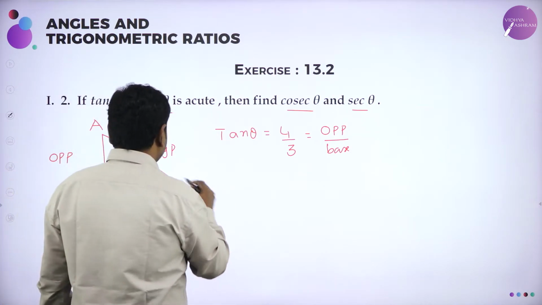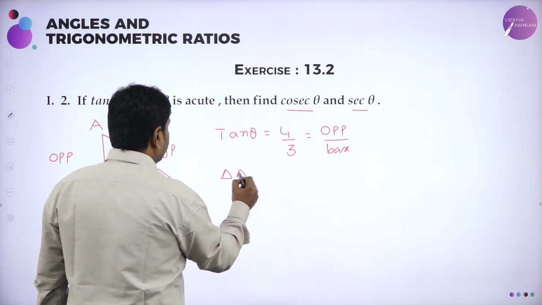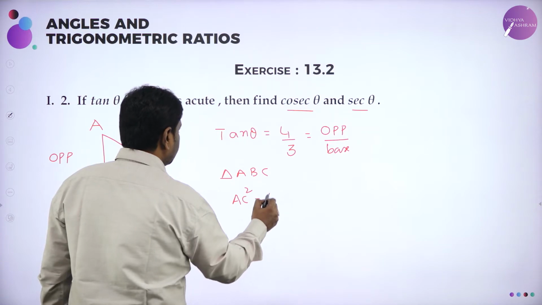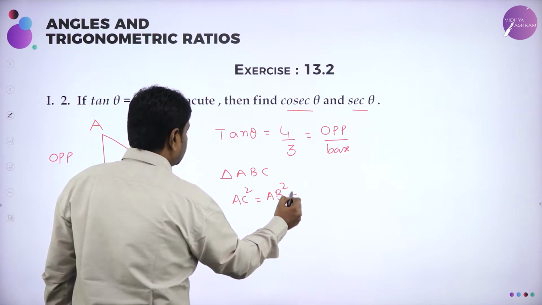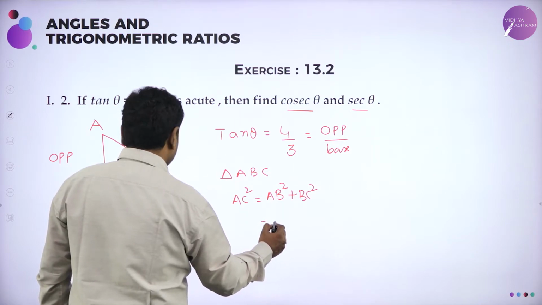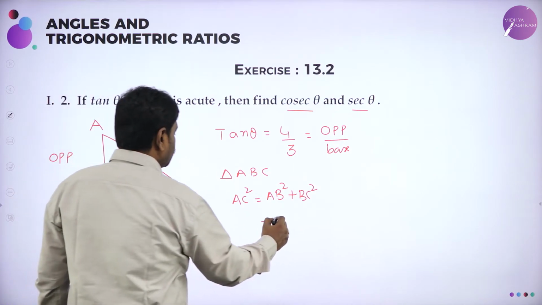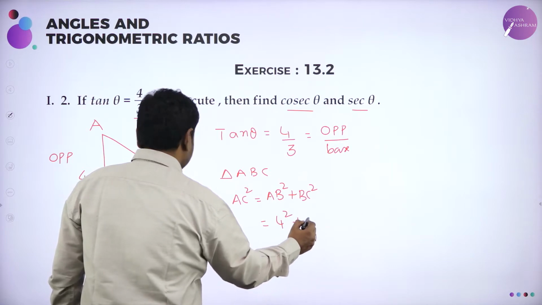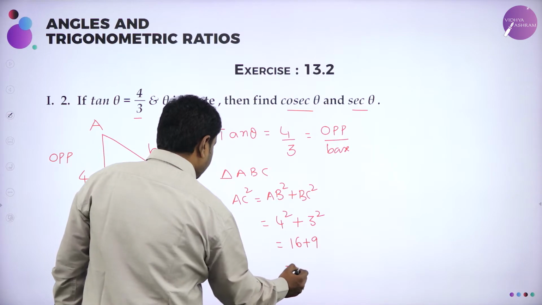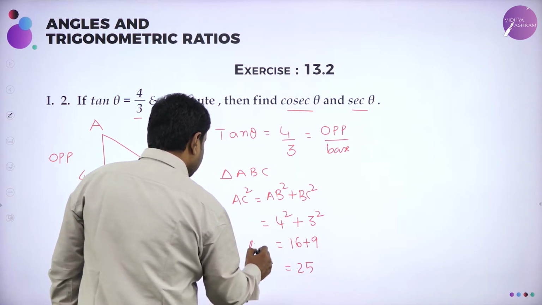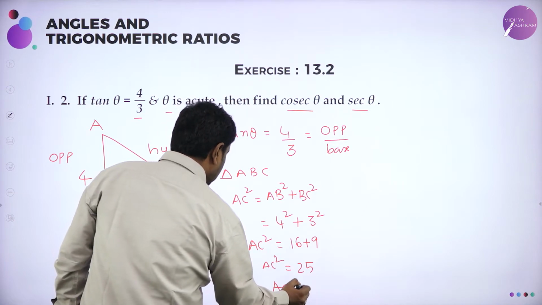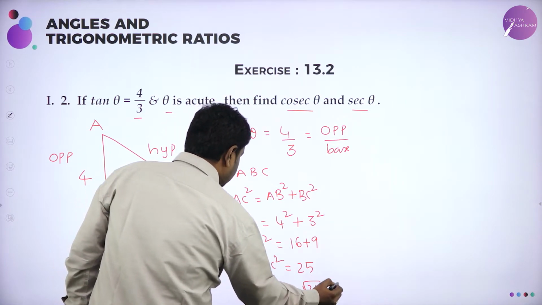For that, take triangle ABC, apply Pythagoras theorem. What is Pythagoras theorem? AC square is equal to AB square plus BC square. So that is, AB is what? A to B is opposite, that is 4 square, plus BC. What is BC? 3 square. So this is 16 plus 9. 16 plus 9, all of you know is 25. This is AC square. So AC square you got. What is AC? AC is root 25 and root 25 is exactly 5.